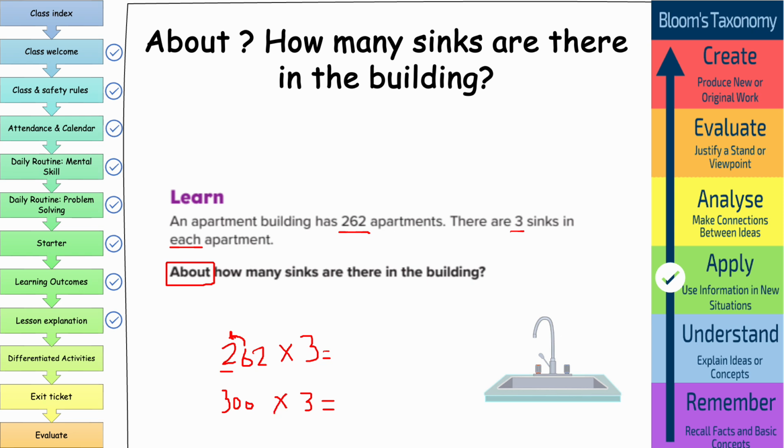So remember, I will multiply 3 with 3. 3 times 3 is 9. And then how many zeros are left in the equation? 2 zeros. So 900. It's about 900. Now let's figure out the other way of estimation, which is called compatible numbers.